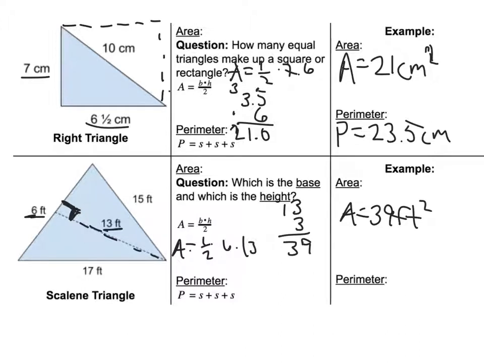Perimeter is all the sides added together. So for this triangle, it is going to be 6, 7, and 15. So I can add 7 and 15 together to get 22. And when I add 6 to that, I'm going to get 28. So my perimeter is 28 square feet.